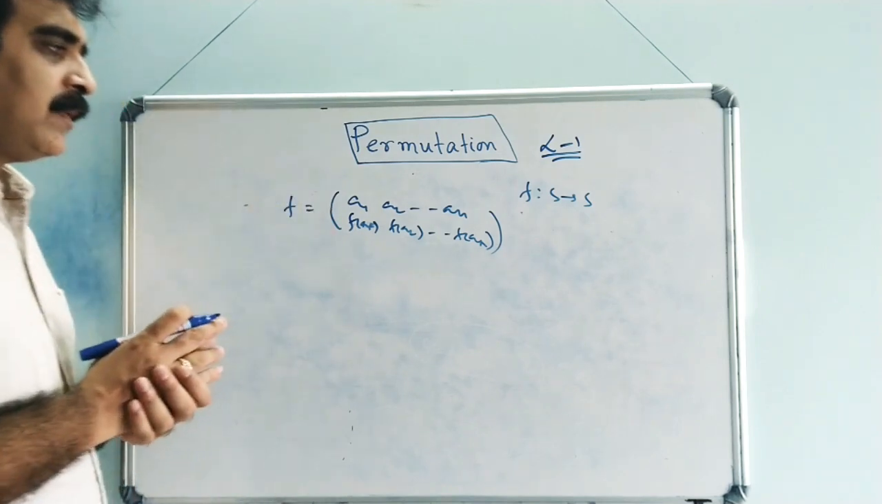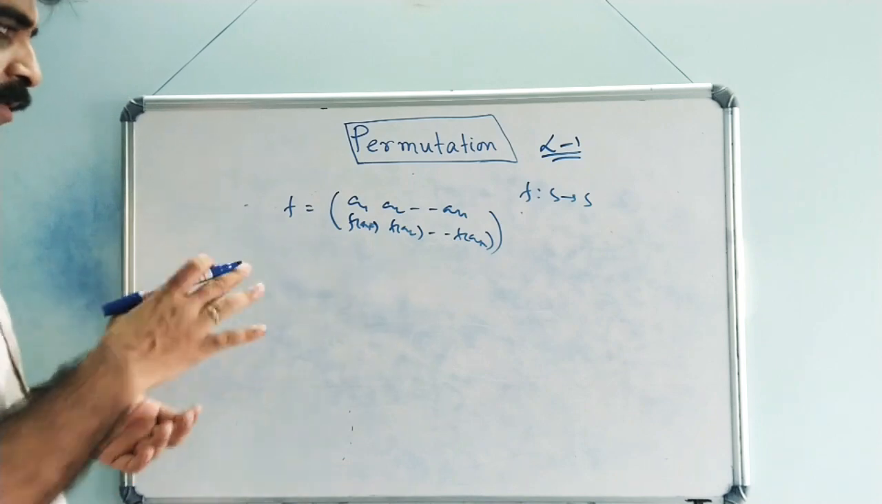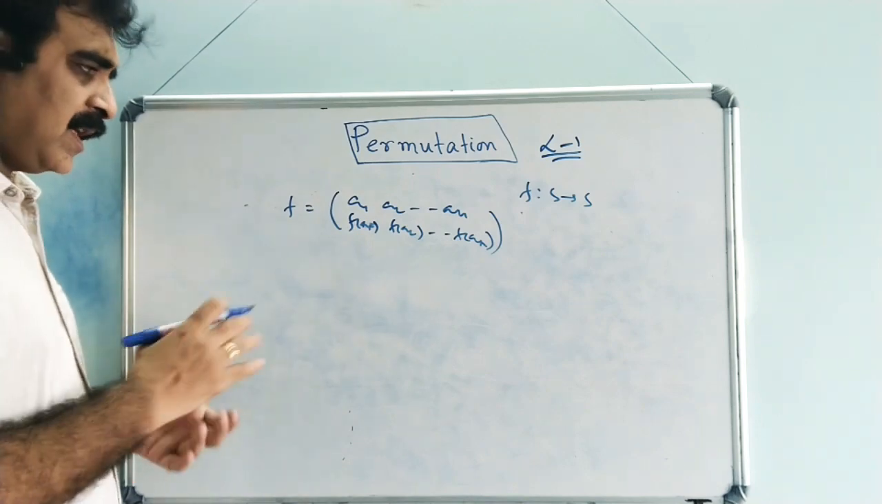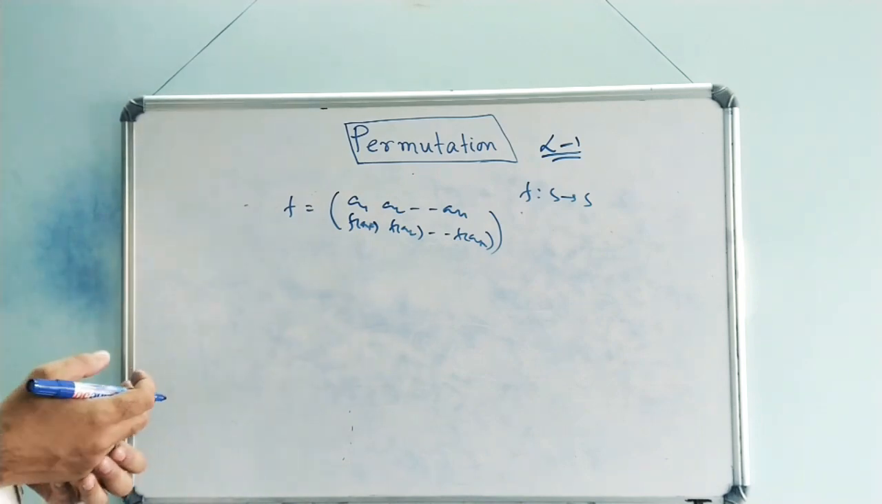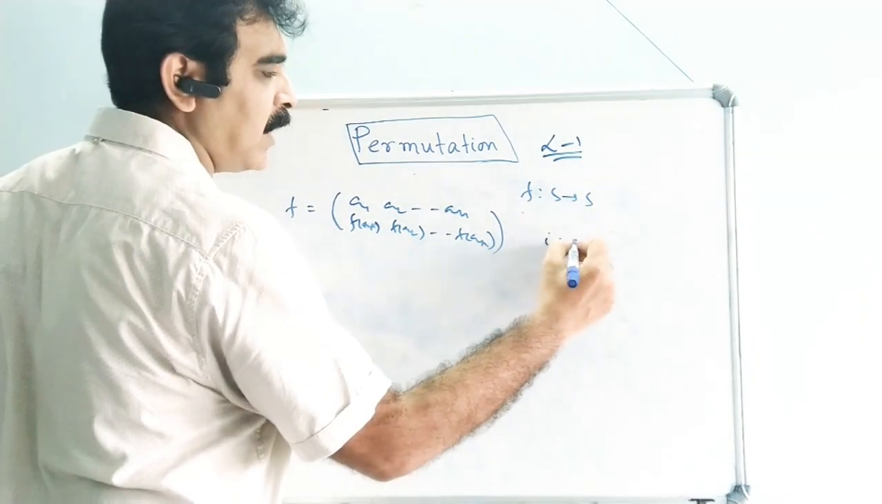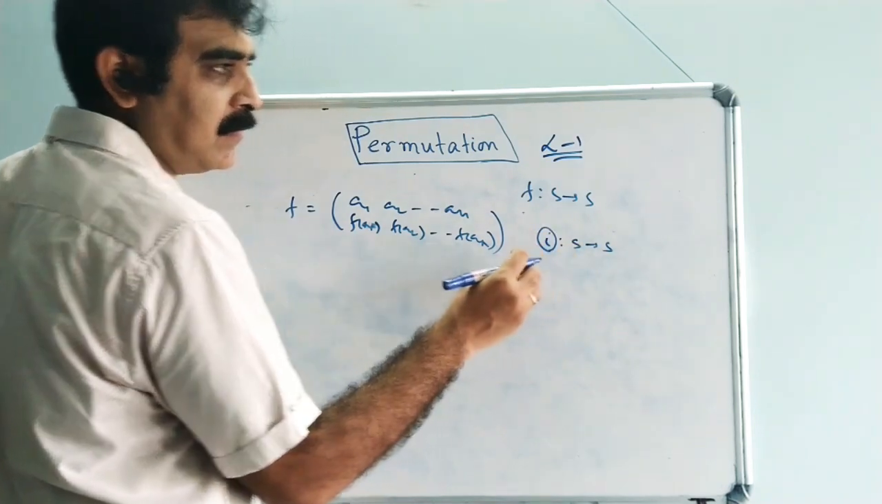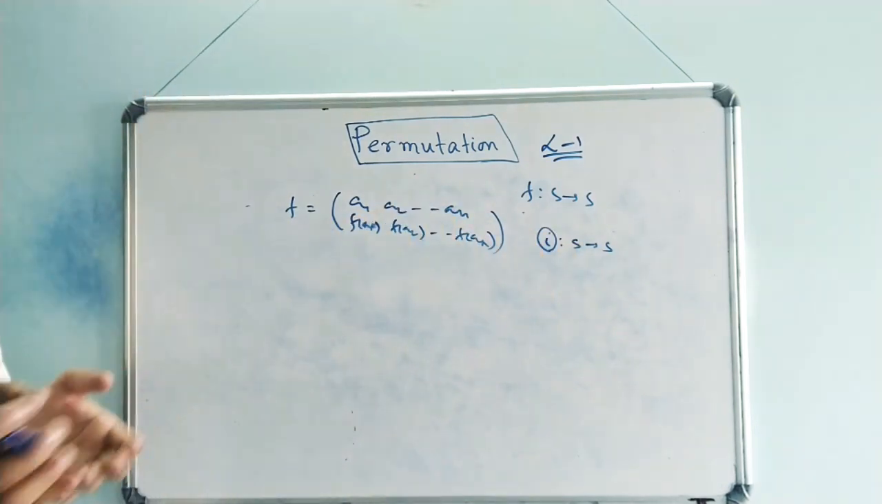So I think the concept of permutation is clear, and the notation also. Now I am going to define types of permutations. For example, if we take the mapping as the identity mapping I from S to S, with respect to the identity mapping, the image of every element is itself.